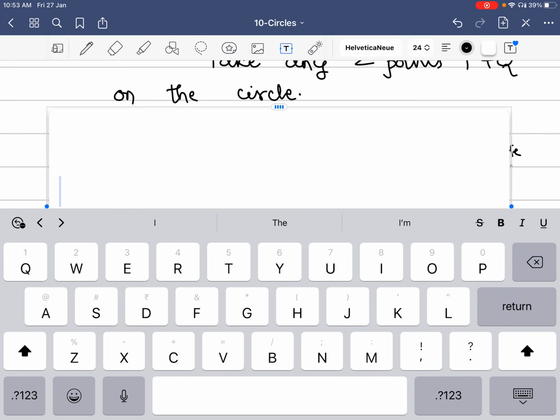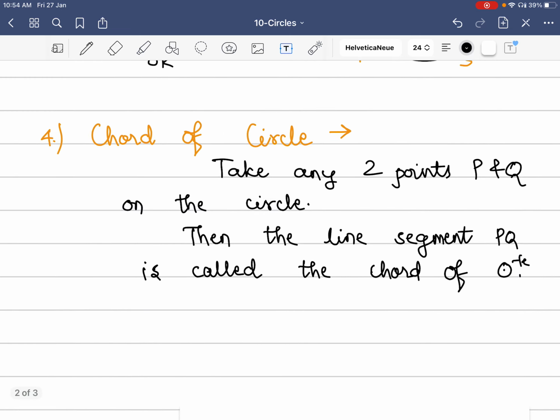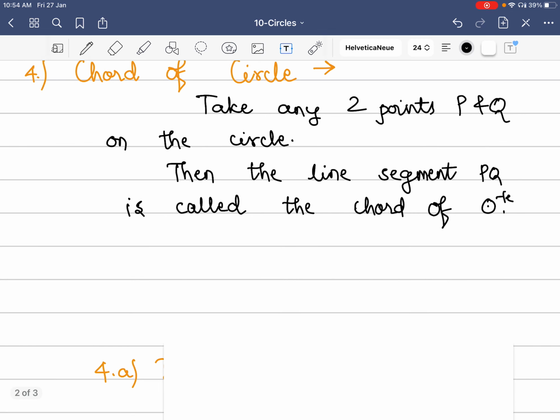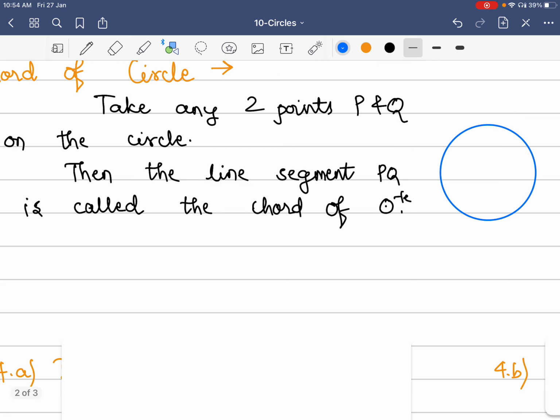Now I am trying to delete this. Yes. So let me place it here, and let's move a bit here so that I get space. So let's once again draw a circle to understand this concept. I'm going to draw a small circle here. So this is the circle. Now let's read what the statement says. The statement says, take any 2 points P and Q on the circle. So I'm randomly going to take any 2 points on the circle. So this is point P and this is my point Q.